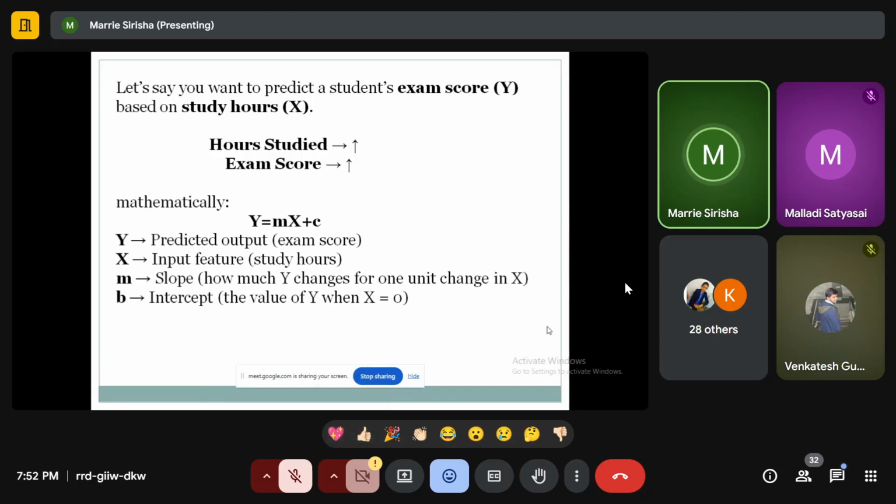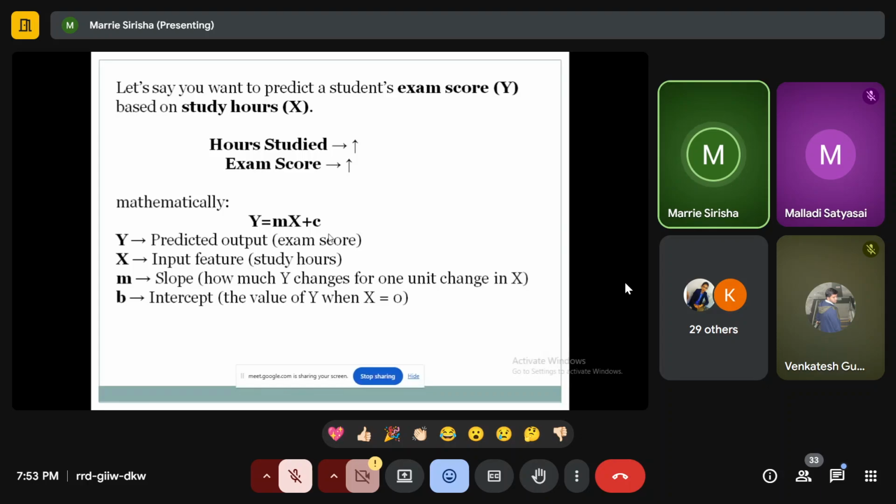For predicting a student's exam score, that is y, based on study hours, that is x. So x is the input feature and y is the output. Mathematically it can be expressed as, this is the formula you have to use while calculating the linear relationship. Linear is nothing but a straight line. So y is equal to mx plus c.